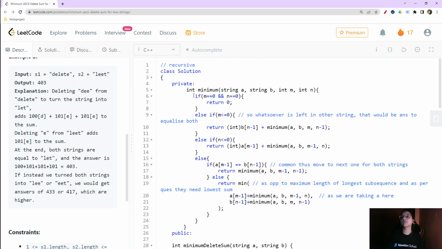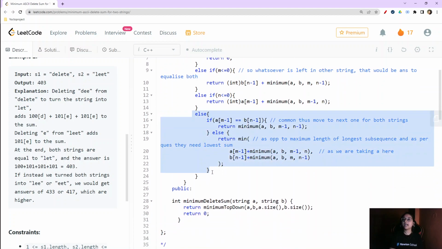Now comes the part for the base cases. Here we have two base cases. If m equals 0 or n equals 0, then we will be returning 0. Else if m is less than or equal to 0, meaning one of them is less than 0, then we'll check the other word, and whatever letters are remaining, we'll directly add them to our answer. Or the other way round, if n is less than or equal to 0, then in that criteria we will be adding a of m minus 1 and the whole function.